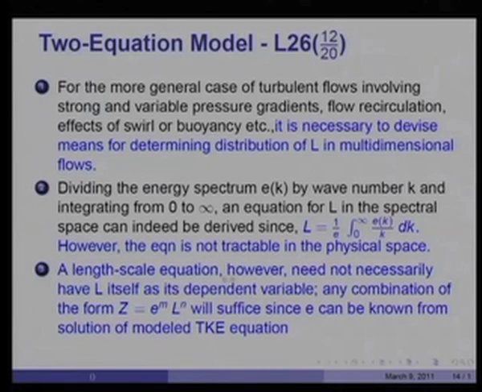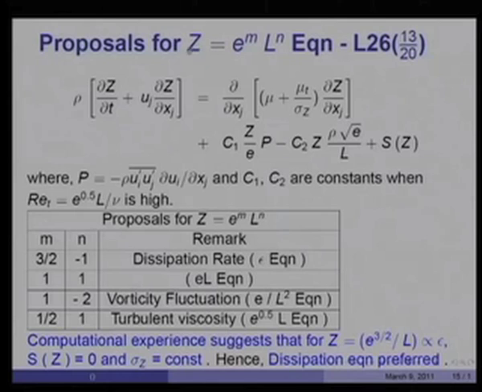But then a length scale equation need not necessarily have L itself as its dependent variable. Any combination of the form z equal to e raised to m, L raised to n will suffice, since e can be known from the solution of the modeled turbulent kinetic energy equation. There have been some proposals for an equation for z, which is a composite variable e raised to m L raised to n. The modeled equation for z is postulated like this: there would be convection of z, there would be laminar and turbulent diffusion of z, there would be appropriately scaled production of z, and there would be dissipation of z plus an additional source term S z.